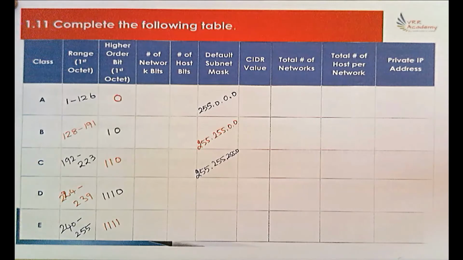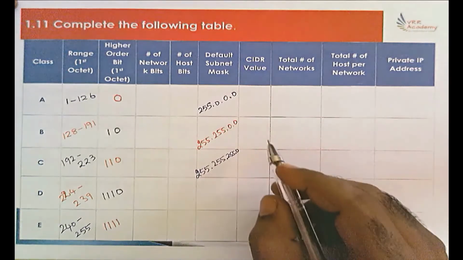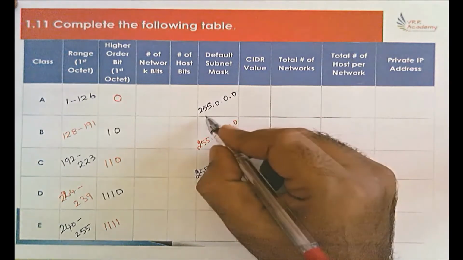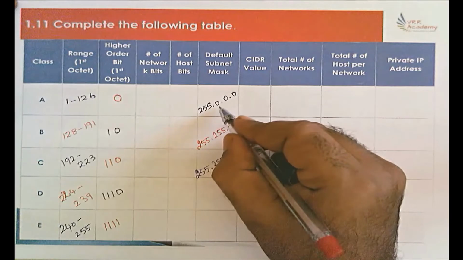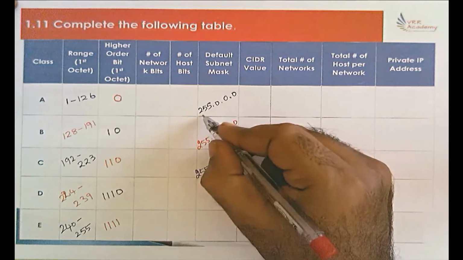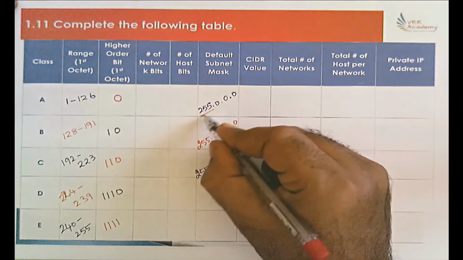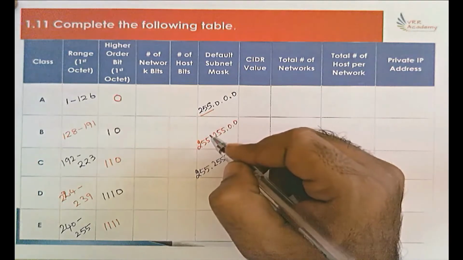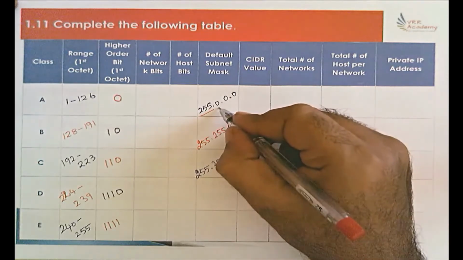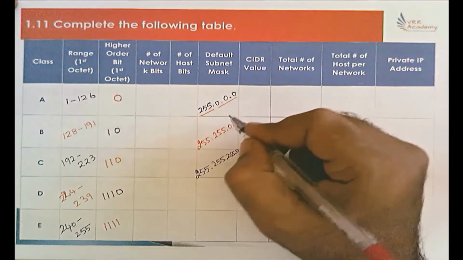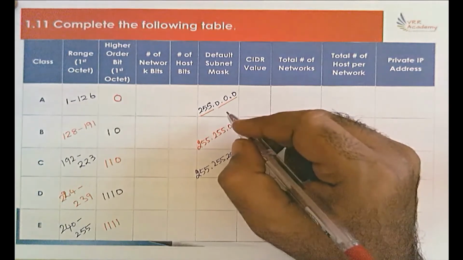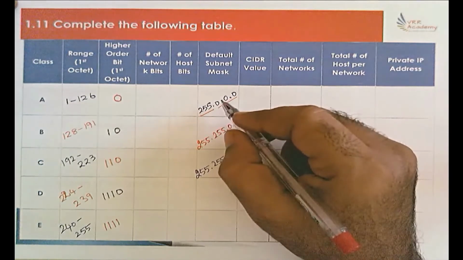Okay. Now we'll go to the CIDR value. What does a CIDR value mean? It is the number of bits available in the network. If you see 255.0.0.0, what does it mean? 8 bits, that means the first octet's 8 bits are for the network, and the remaining 3 octets, that means 24 bits, will be available for the host. So that is what a subnet mask is telling us.